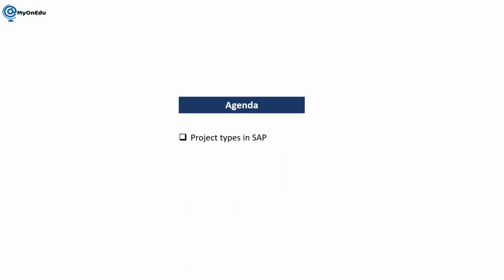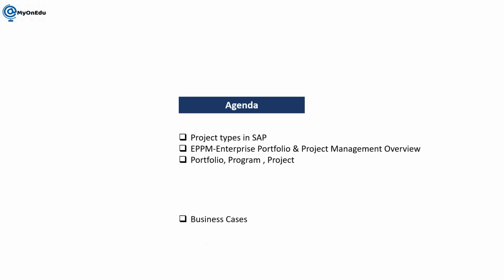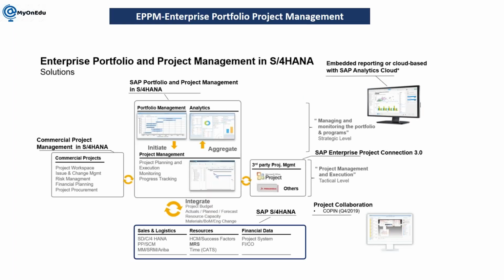So the agenda is to understand the project types in SAP, then the concept of enterprise portfolio and project management, and then portfolio, program, and projects. Then we'll take one business case, understand what a project is, and then see how to access SAP PS and IM. As we are going in sequence, first we'll understand the concept, then we'll understand how to use the system as an end user, and then third, how we can configure the system as per our business requirement. Here I'll take some specific business cases in my upcoming sessions, and accordingly I'll explain all the required configurations also. So the first thing is EPPM, Enterprise Portfolio Project Management.